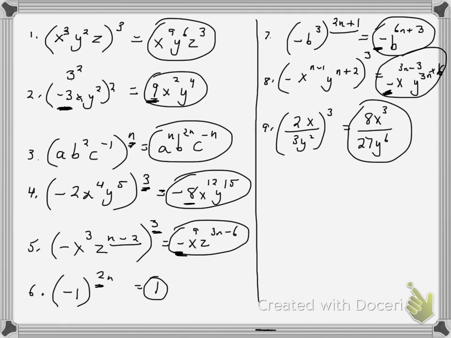My last answer here, this answer might be hard to read. It's negative x to the 3n minus 3, y to the 3n plus 6. Kind of went off the board there, sorry.